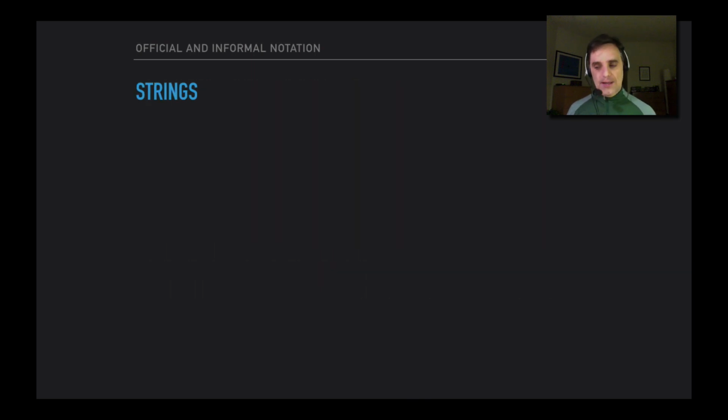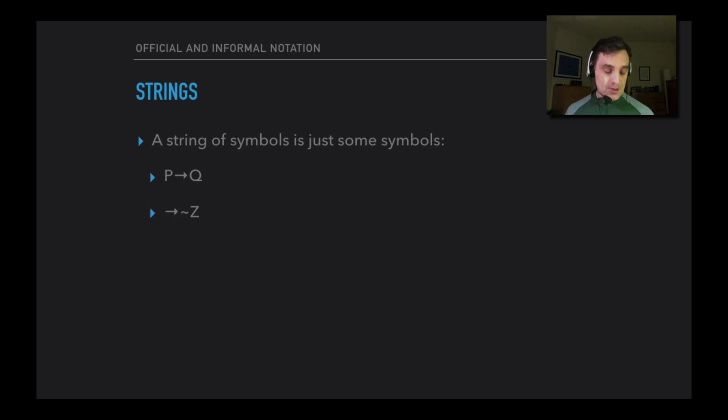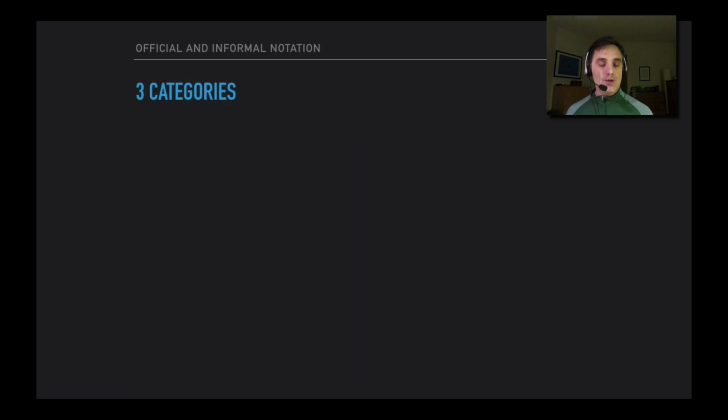So let's look at some examples of things that are sentences and things that aren't. A string of symbols is just some symbols. So P arrow Q is a string, and arrow negation Z is also a string. Negation Z arrow Q R parenthesis, that's a string. So we can then sort all strings into three categories.